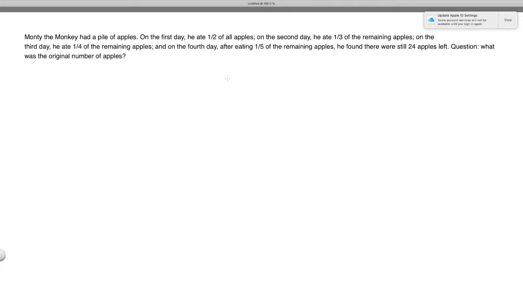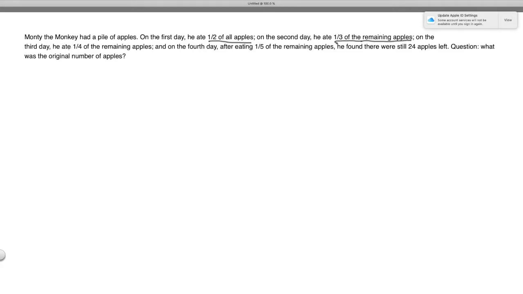Monty the monkey had a pile of apples. On the first day, he ate 1/2 of all apples. On the second day, he ate 1/3 of the remaining apples. We need to pay attention. This is actually saying the remaining apples. This 1/3 is not 1/3 of the original pile, but 1/3 of the remaining apples.